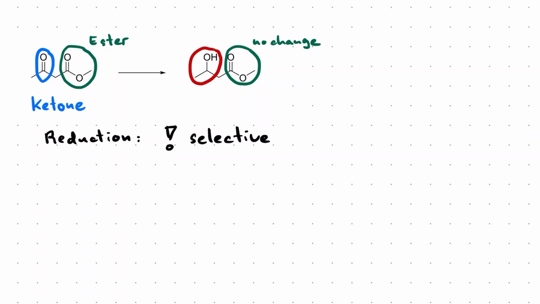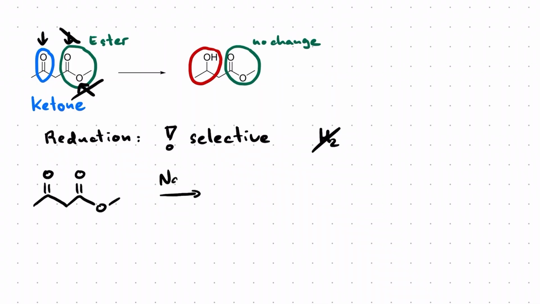And as you see, this reduction is very selective. The ester group was not reduced at all. So we cannot just use something like hydrogen gas for the reduction. Such a selective reduction can be achieved with the addition of sodium borohydride.